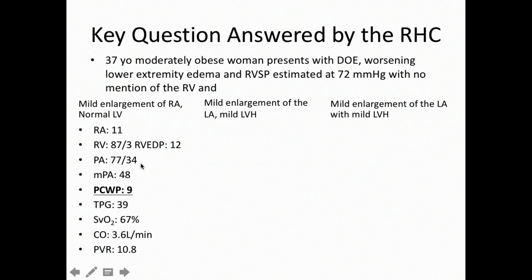You can see the pulmonary artery pressure here with a mean pulmonary artery pressure of 48. Remember, we said the upper limit of normal is around 20, and here it's quite elevated. The wedge pressure is 9, which is within normal limits. You can see our transpulmonary gradient here of 39, which is quite elevated relative to that 12 to 15. The central or the mixed venous SAT of 67% is normal. Normal cardiac output, and you can see our calculated pulmonary vascular resistance in Wood's units of 10.8.